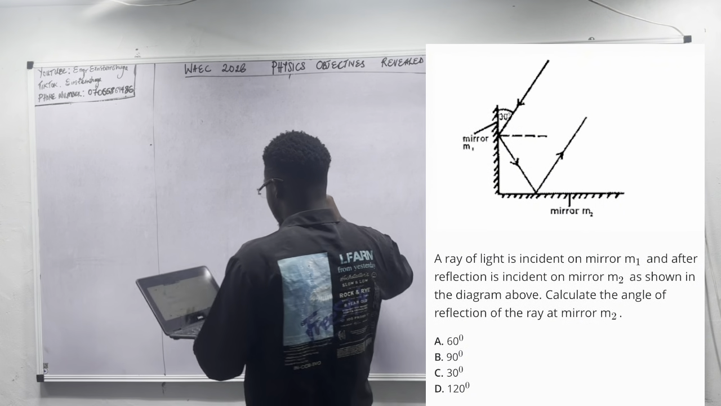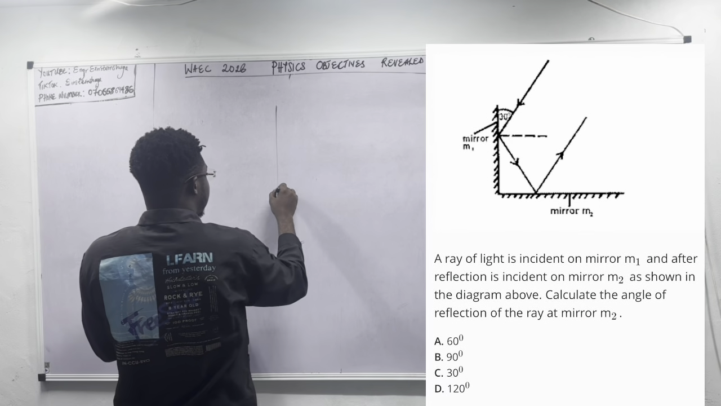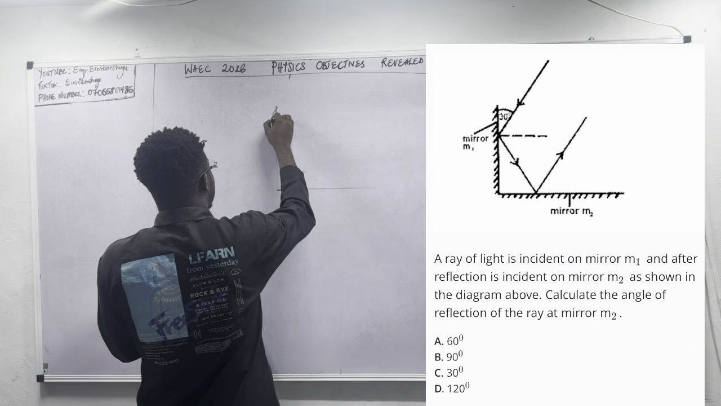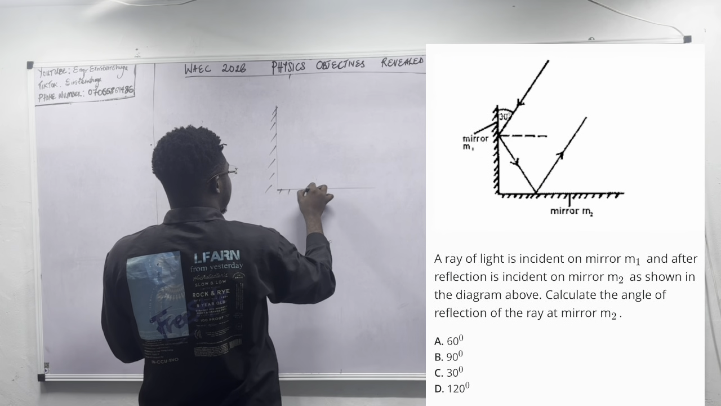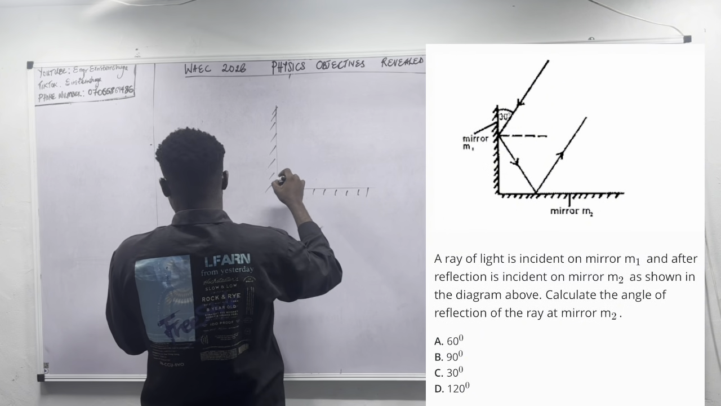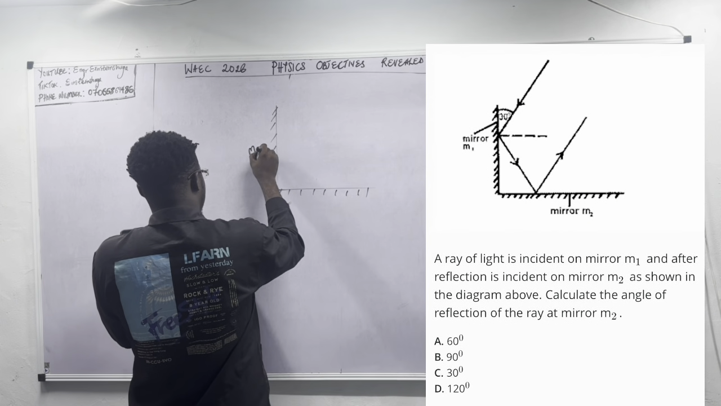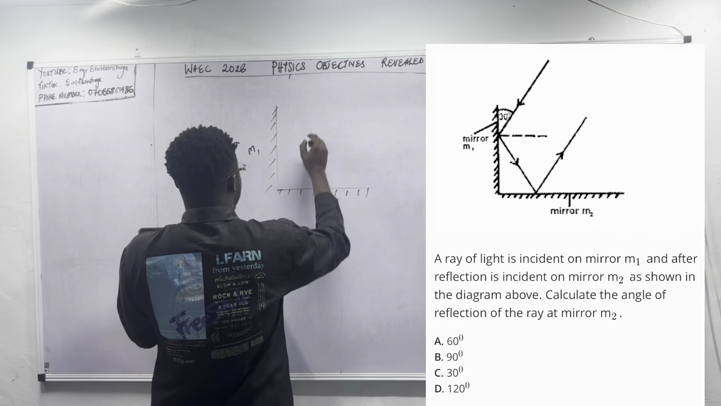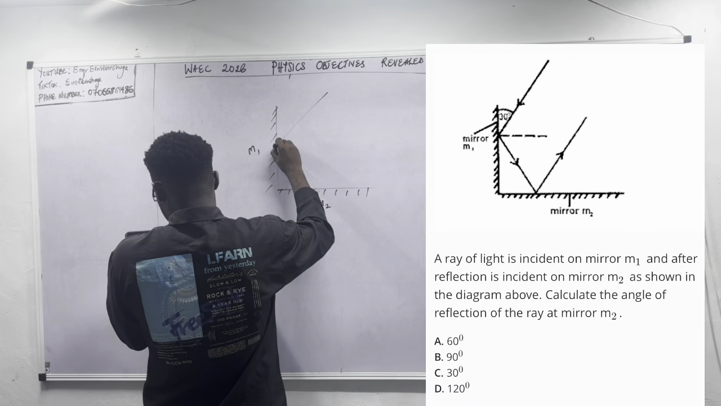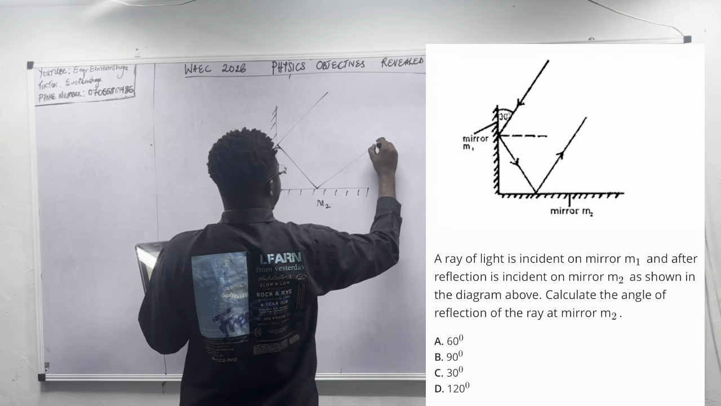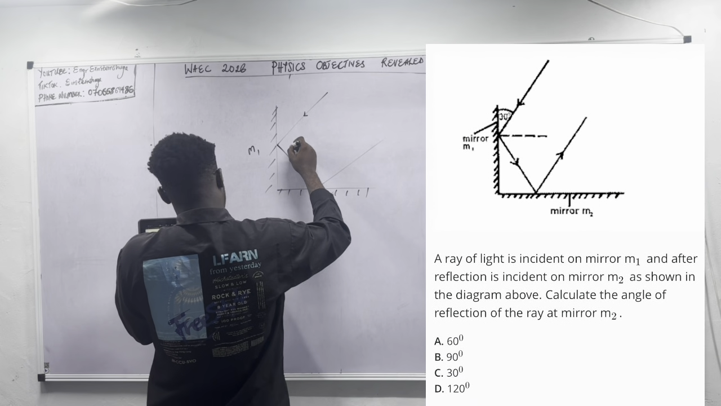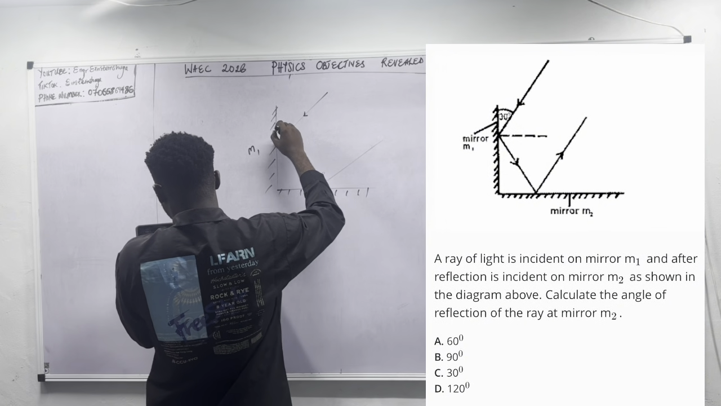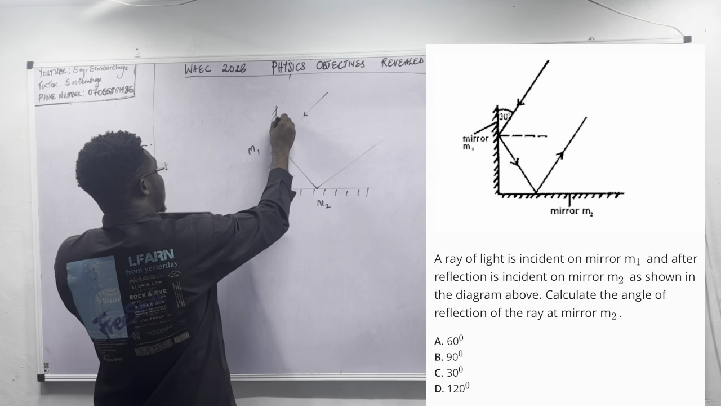The diagram from the question was given as mirror 1 and mirror 2. We have something like this for the mirrors. This was mirror 1 and this mirror 2. The ray strikes mirror 1, reflects and reflects off again. Okay, and then the glancing angle between the ray and the mirror 1 was 30 degrees.